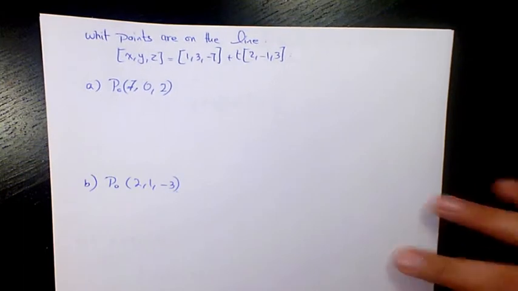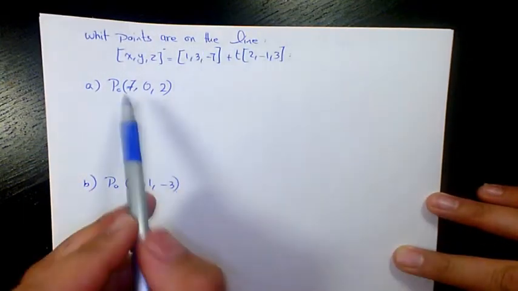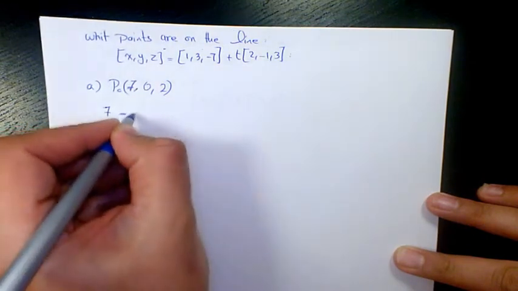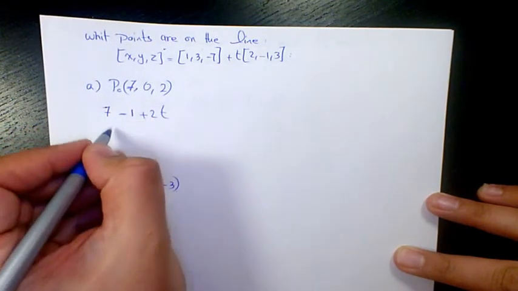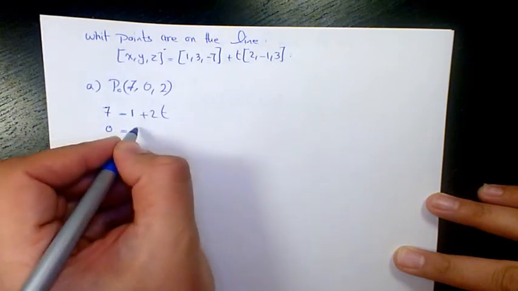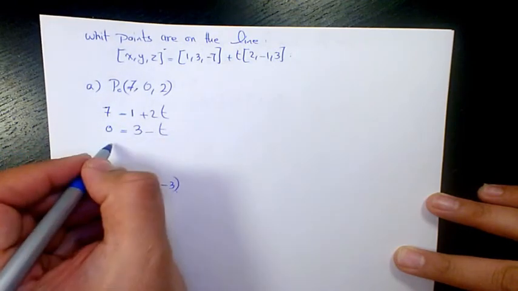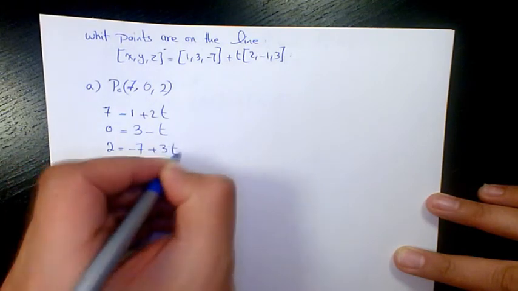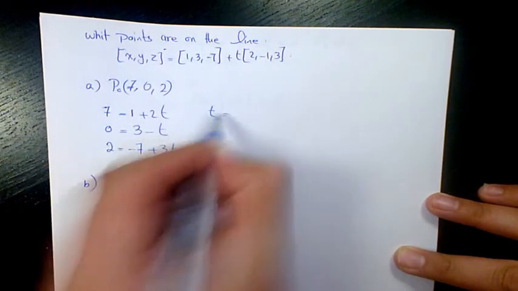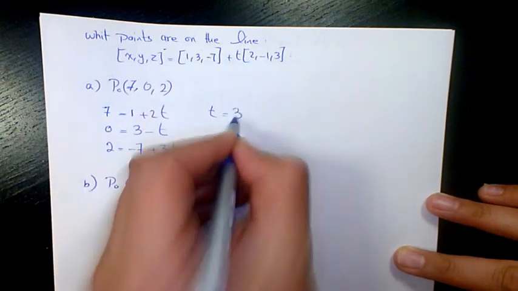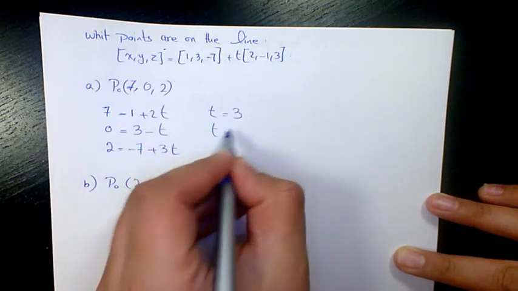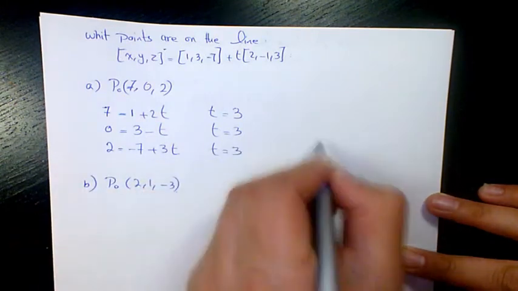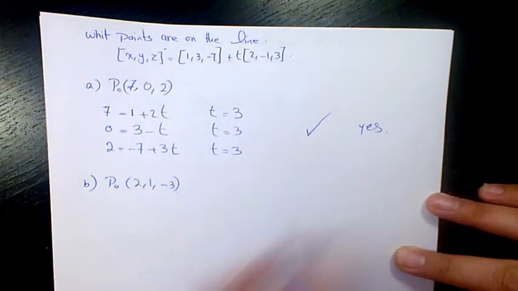Here in this example, it says which points are on the line. (7, 0, 2). We just sub it there. It's going to be 7 equals 1 plus 2t, 0 equals 3 minus t, and 2 equals negative 7 plus 3t. For the first one, we can say t is 3. For the second one, t is 3. For the third one, t is 3 as well. So yes, it is on the line.